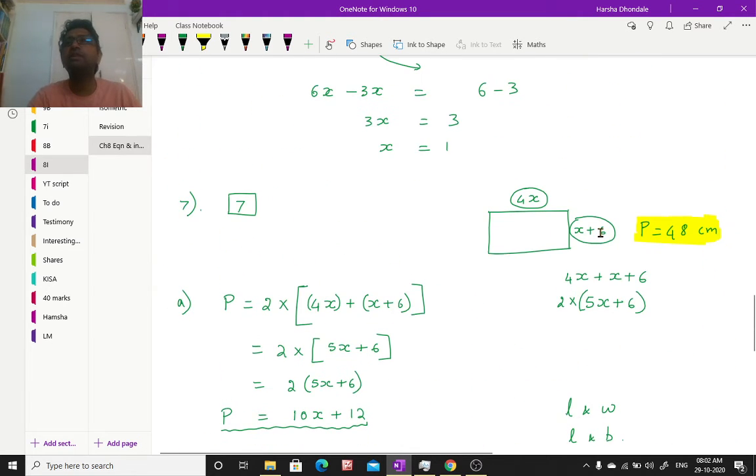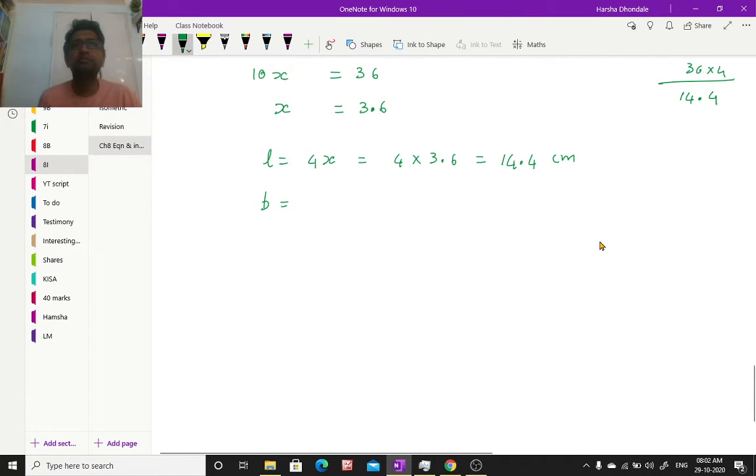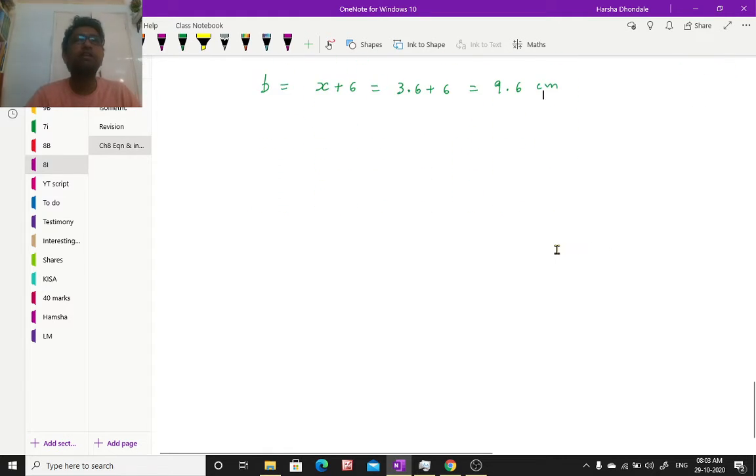And then breadth is equal to x plus 6. X plus 6, which is 3.6 plus 6, and that is equal to 9.6 centimeter. So done. Next we move to solve problem 8 in your textbook.